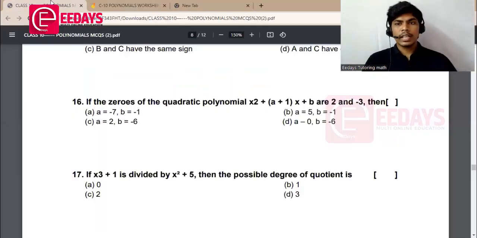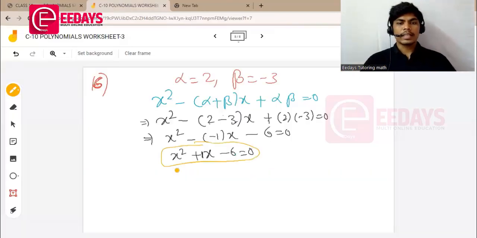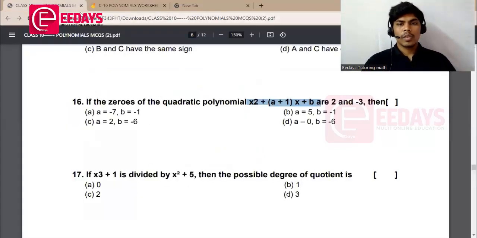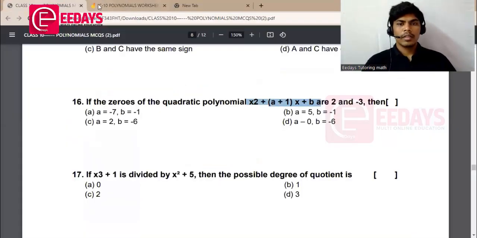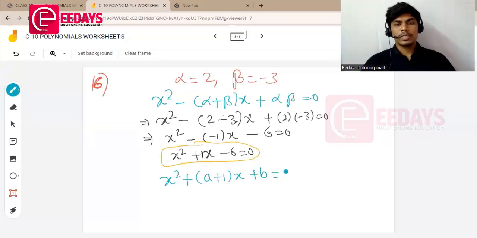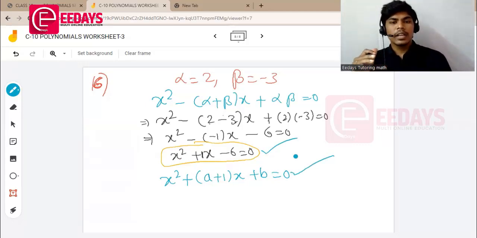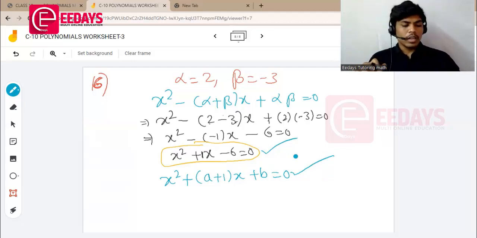Sir, the question is different, you are solving something different. No, there is no contradiction. First of all, we need to find a and b. They gave one equation here: x square plus (a plus 1) x plus b is equal to 0. So we got this equation and the new equation. You just compare the first equation with the second equation, and you'll get the a value and b value.